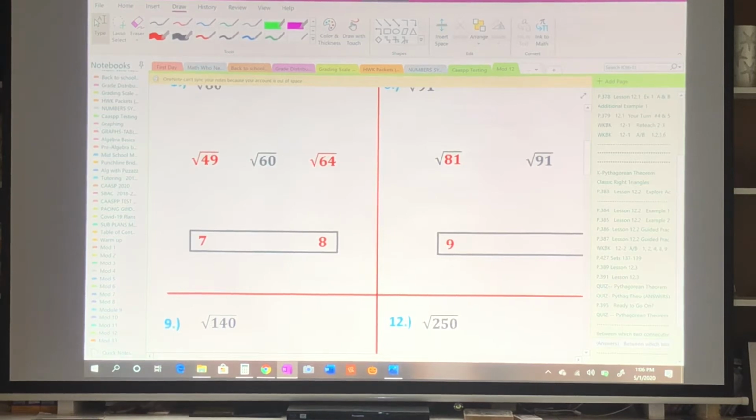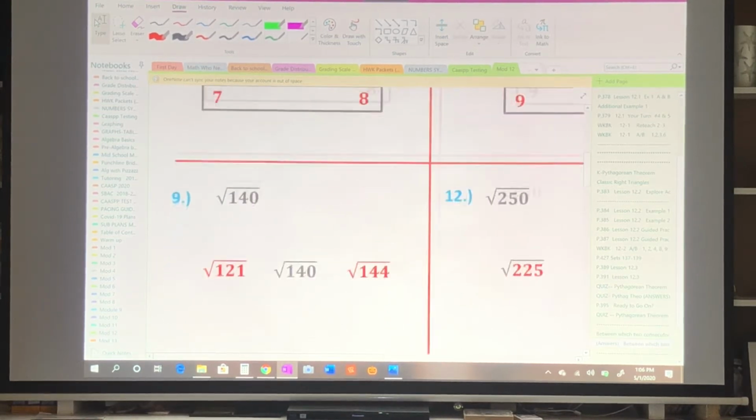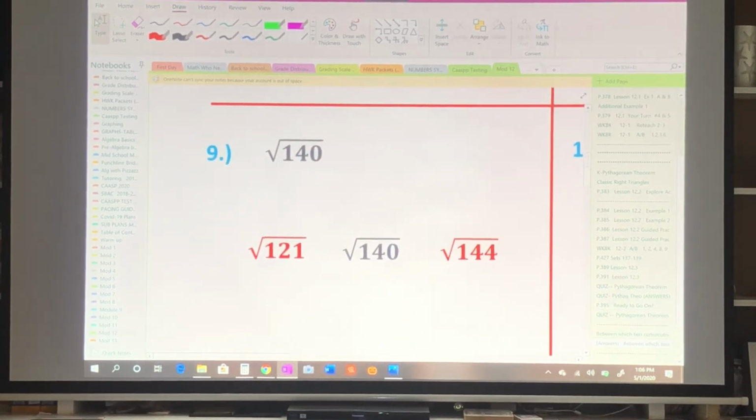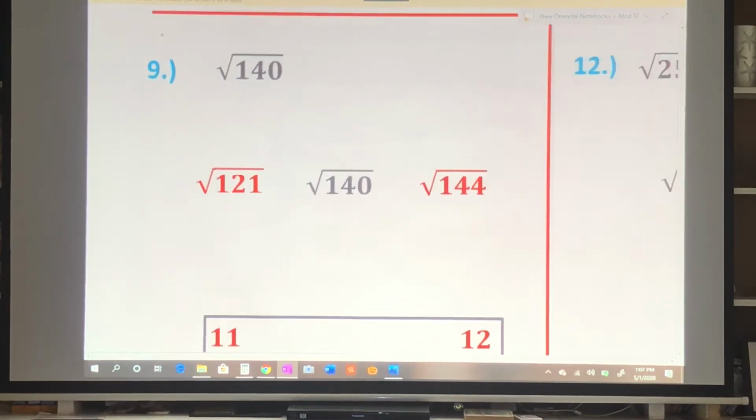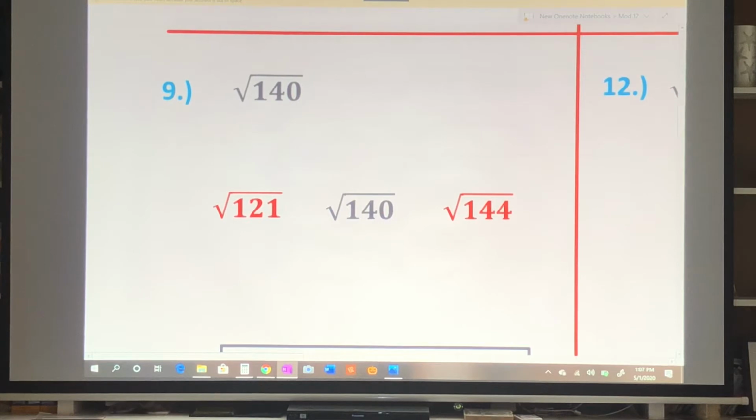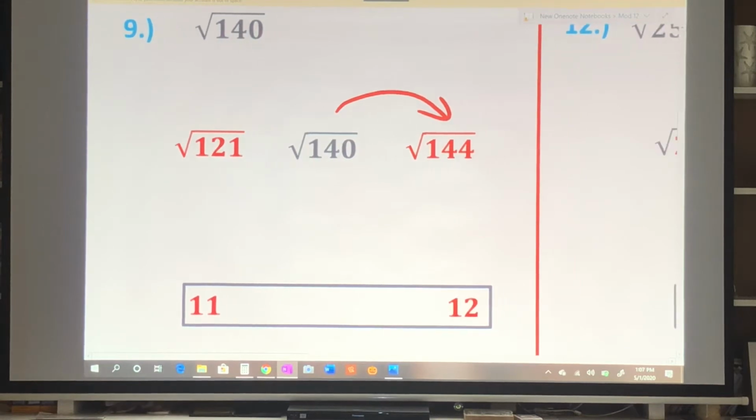Okay, number 9 was the square root of 140. Okay, 140, oh yeah, 144, which is 12. And the previous number would be 11. If I squared that, I get 121. That's the way I do it. It seems like it's easier that way. It sits in between 11 and 12.